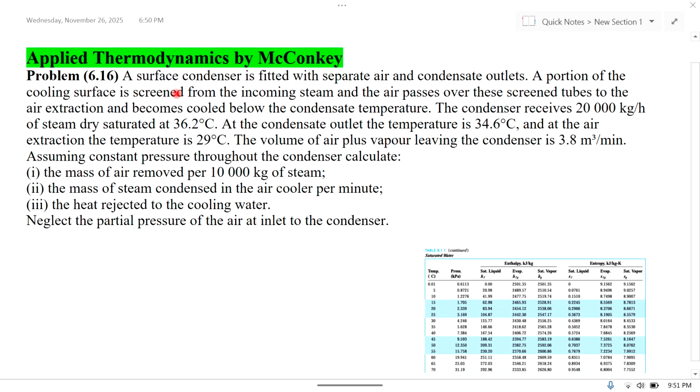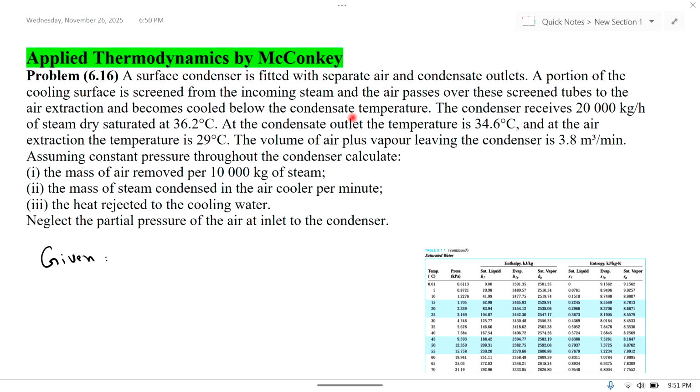The statement of the problem is: a surface condenser is fitted with separate air and condensate outlets. A portion of the cooling surface is screened from the incoming steam, and the air passes over these screened tubes to the air extraction and becomes cooled below the condensate temperature. The condenser receives 20,000 kg per hour of steam.